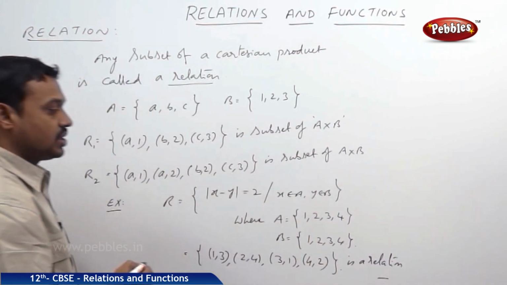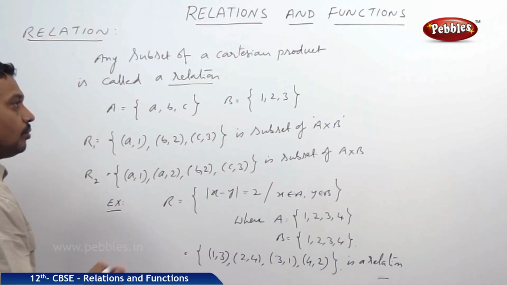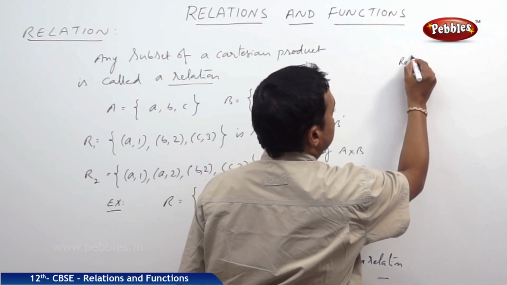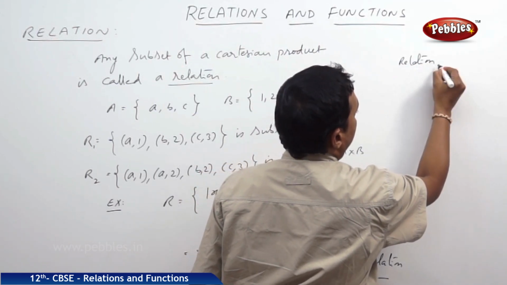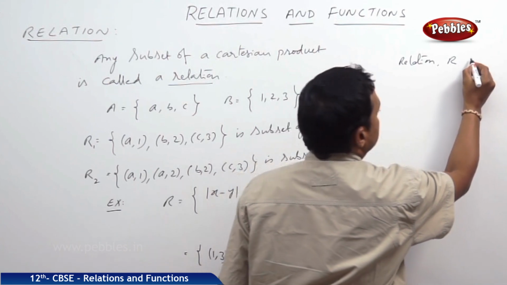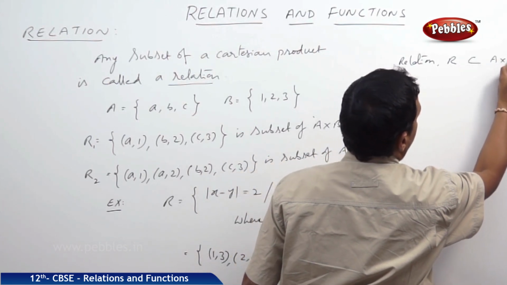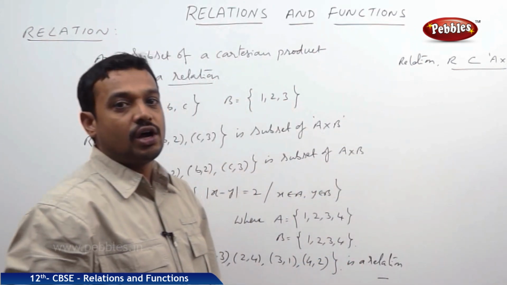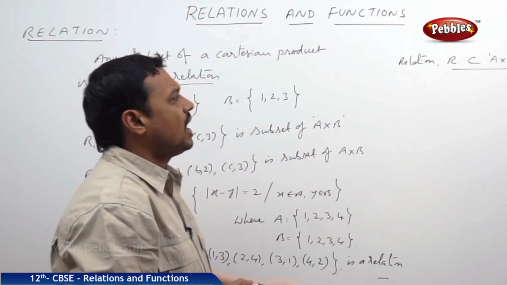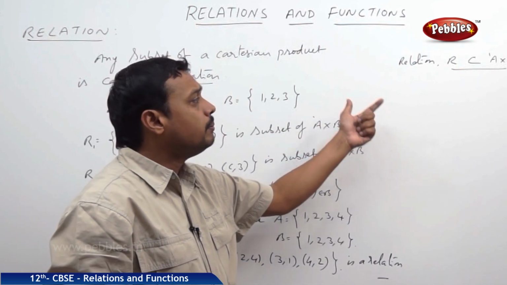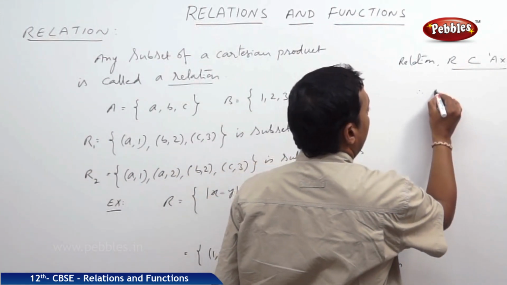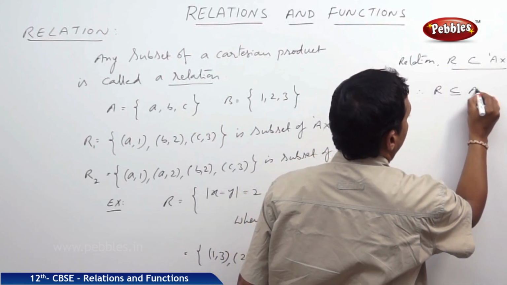This is a relation. So, we can conclude that the relation R is always a subset of A cross B. Of course, sometimes R may be equal to A cross B. Therefore, finally, R is a subset of or equal to A cross B.